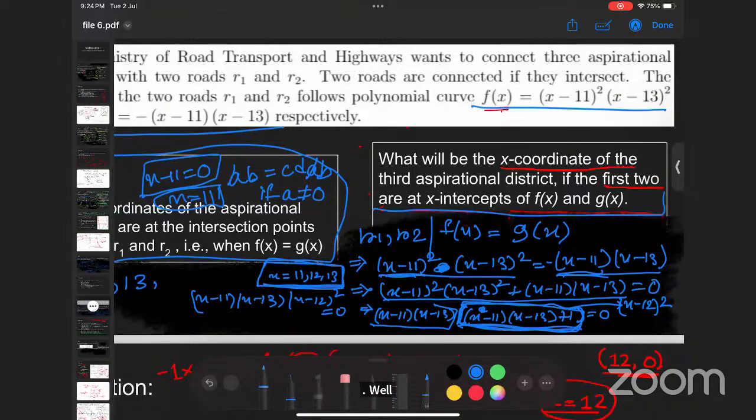So let us look at the next question. What will be the x coordinate? Ma'am, I sent a question in the chat box.